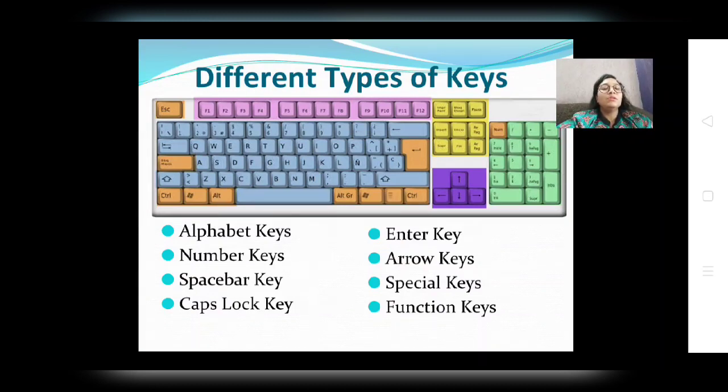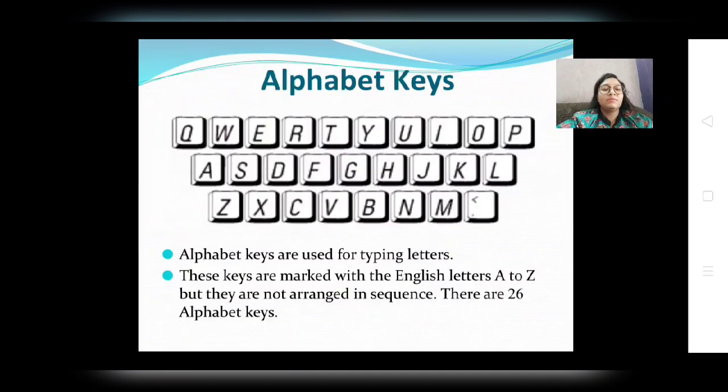First, we are going to learn about the alphabet keys. Alphabet keys are used for typing letters. These keys are marked with the English letters A to Z, but they are not arranged in sequence. There are 26 alphabet keys. When you count A to Z, there are 26 letters, right? So, alphabet keys are also 26 in number.